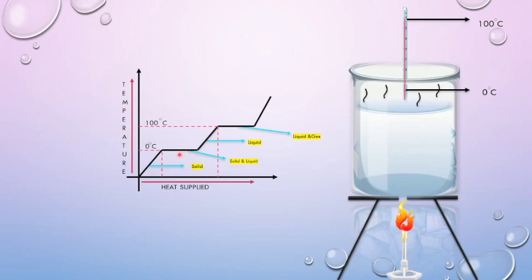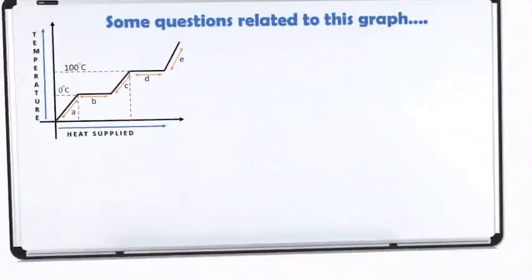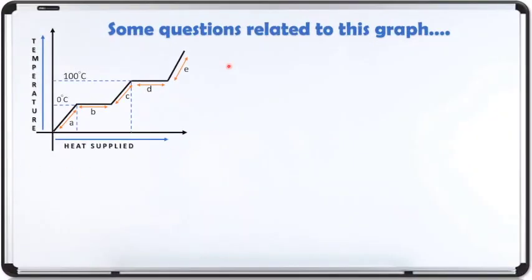Okay, so this happens in solid to liquid and liquid to gas when there is a phase change. So let's move further. We have some questions related to this graph.